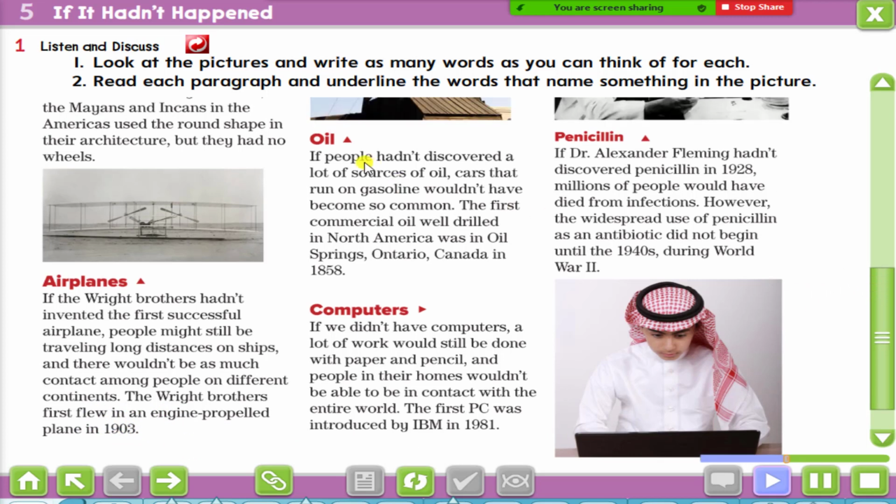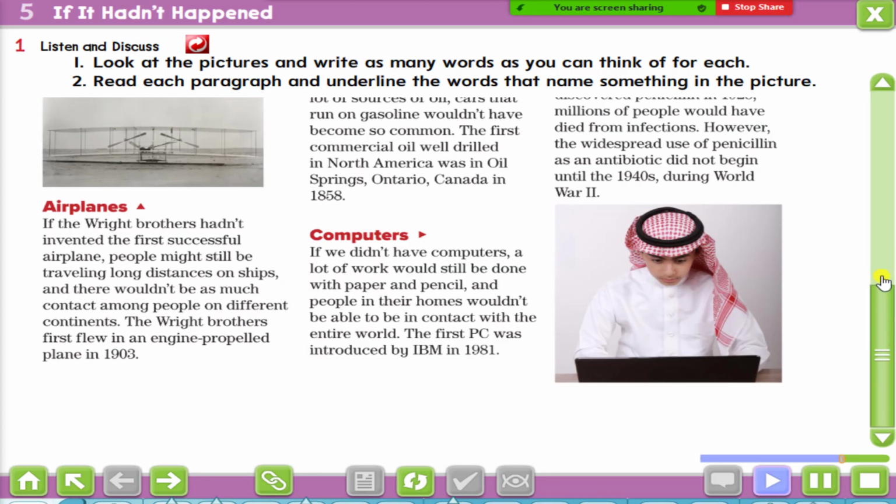Oil. If people hadn't discovered a lot of sources of oil, cars that run on gasoline wouldn't have become so common. The first commercial oil well drilled in North America was in Oil Springs, Ontario, Canada in 1858. Computers. If we didn't have computers, a lot of work would still be done with paper and pencil, and people in their homes wouldn't be able to be in contact with the entire world. The first PC was introduced by IBM in 1981.